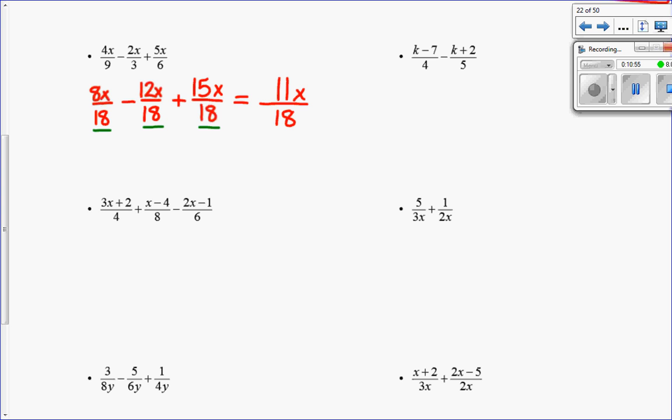Now, are there any non-permissible values in this question? No, there are not, because there is no variable in the denominator. So this is all I would have to list as my answer.